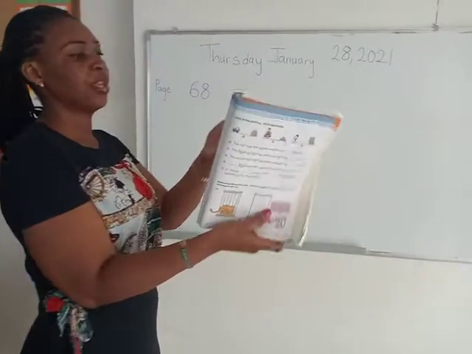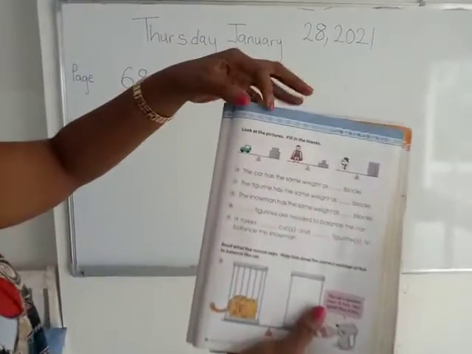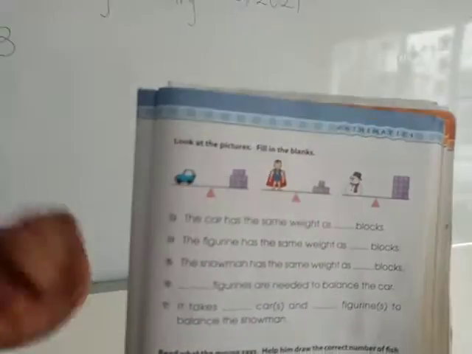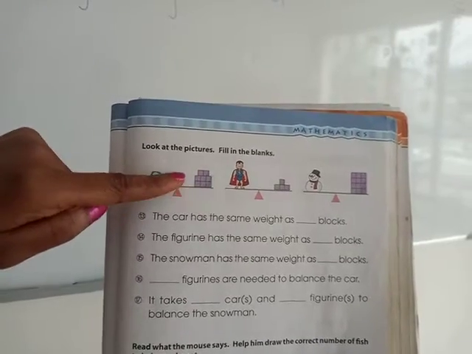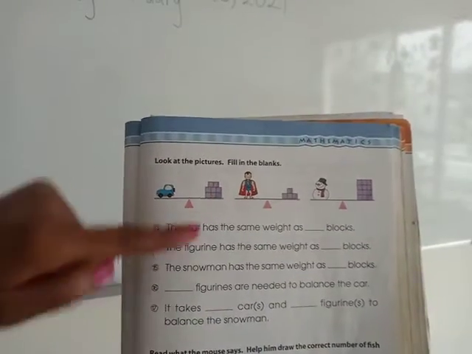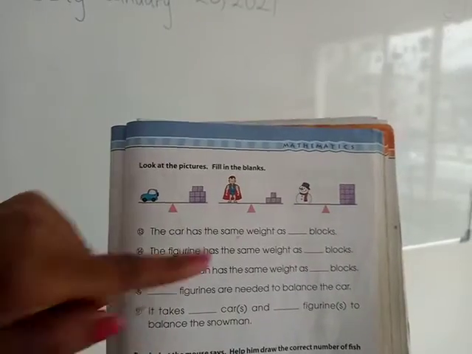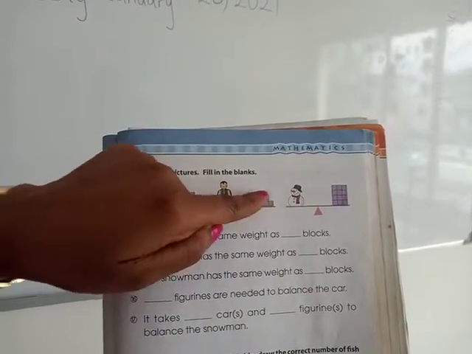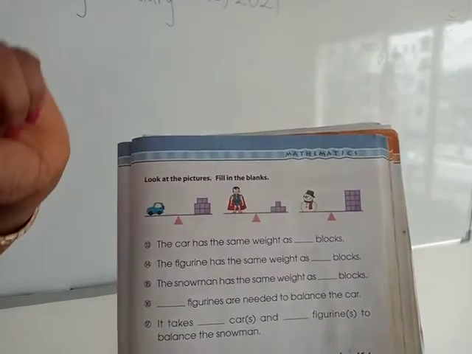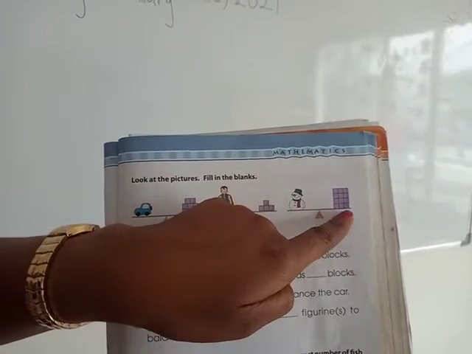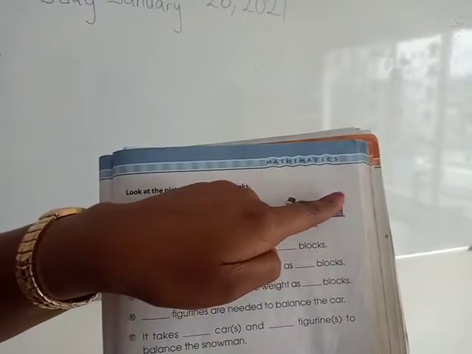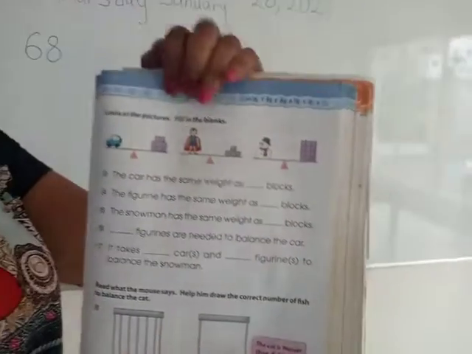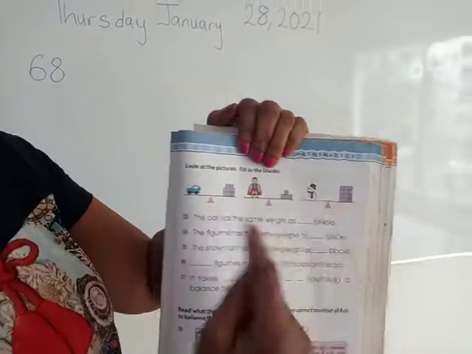It's still the same thing we did on the previous page, okay? It says, look at the pictures, fill in the blanks. So, one car is equal to how many blocks? 1, 2, 3, 4, 5, 6, 7, 8. And one figurine is equal to how many blocks? 1, 2, 3, 4. And one snowman has how many blocks? 1, 2, 3, 4, 5, 6, 7, 8, 9, 10, 11, 12. So you continue with the work, use this information here and answer the questions below.